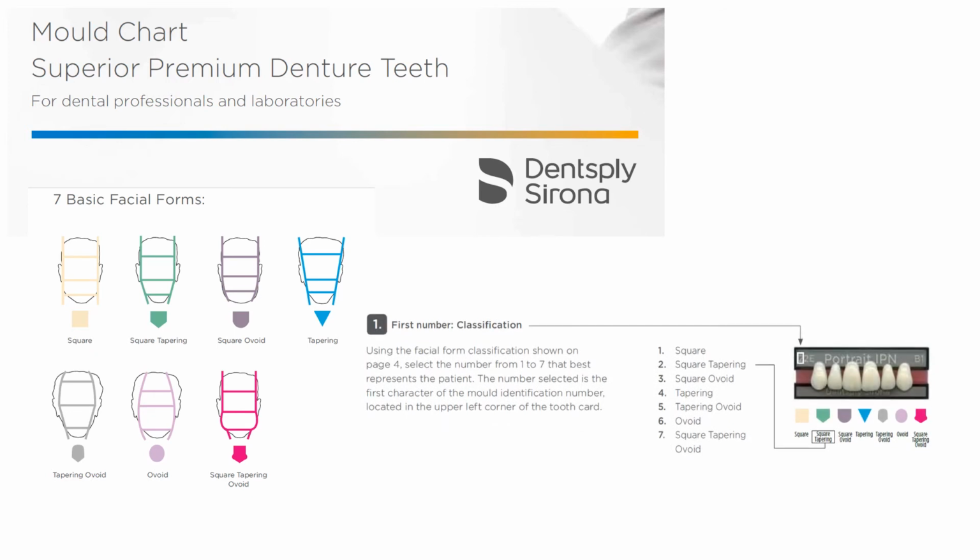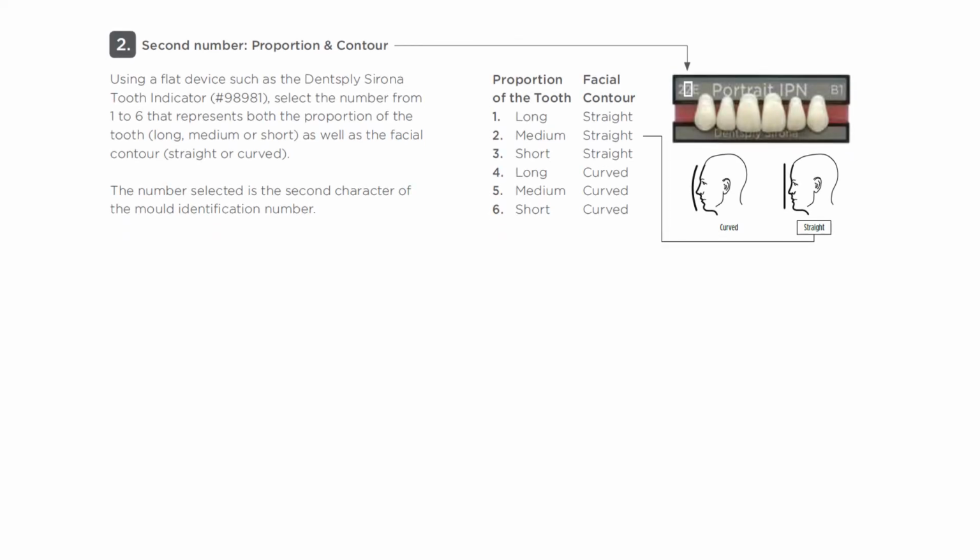The first number on a tooth card for portrait IPN corresponds with the facial features. The second number corresponds with the proportion and contour. Using a flat device such as the Dentsply Sirona tooth indicator, select the number 1 to 6 that represents both the proportion of the tooth, long, medium, or short, as well as the facial contour, straight or curved. The number selected is the second character of the mold identification number.